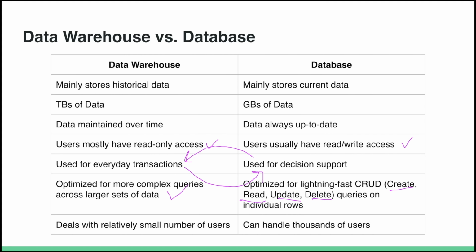And finally, with the data warehouse, we're dealing with a relatively small number of users. We have more data, but we have fewer users who are accessing it to analyze it. And with a database, we're generally going to have more users. Again, think about a system like Instagram or Facebook or something like that.